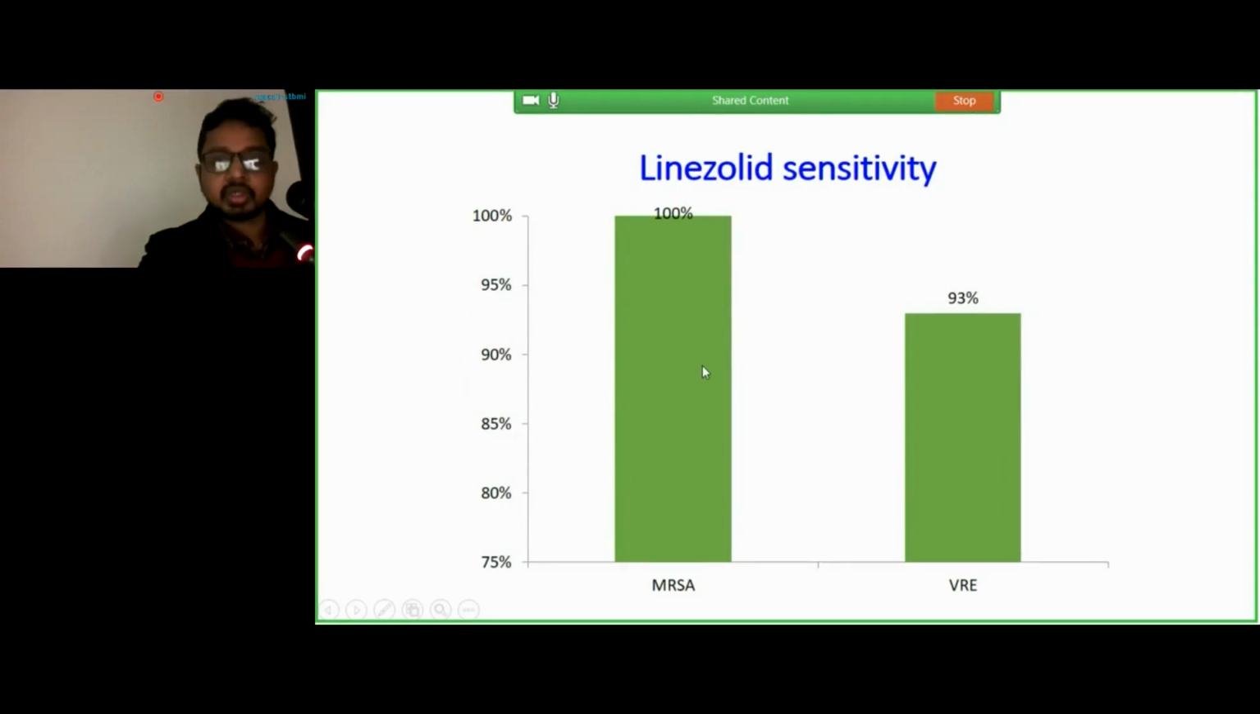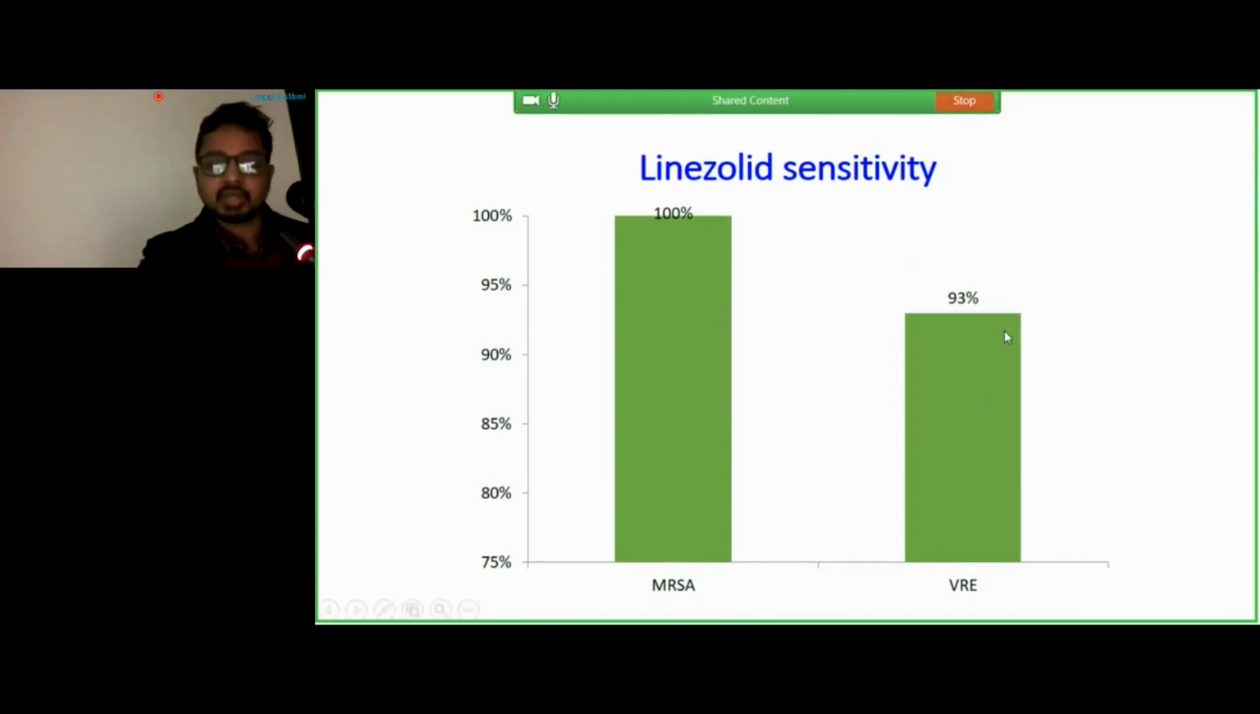We are not encountering any VRSA cases, vancomycin resistant Staphylococcus cases, or a high number of VRE cases. Our data also showed that around 100% of the isolates were sensitive to the antibiotic. The oral drug can be used in meningitis cases also, because for meningitis cases our data showed 100% of MRSA isolates were sensitive to linezolid.